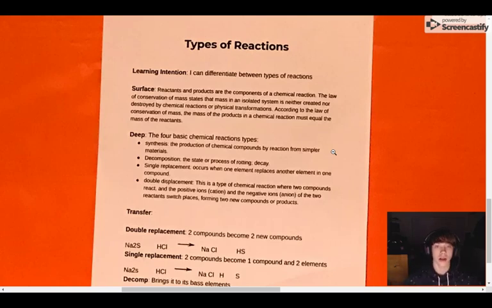Reactants and products are the components of a chemical reaction. The law of conservation of mass states that mass in an isolated system is neither created nor destroyed by chemical reactions or physical transformation. According to the law of conservation of mass, the mass of the products in a chemical reaction must equal the mass of the reactants.